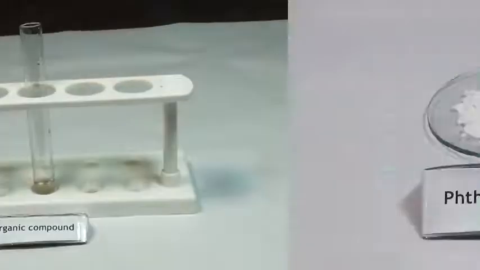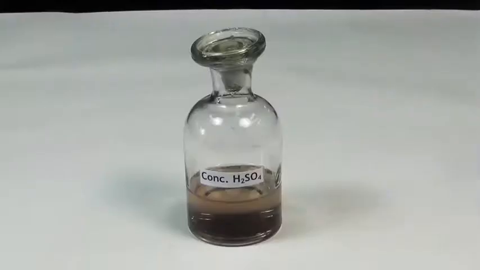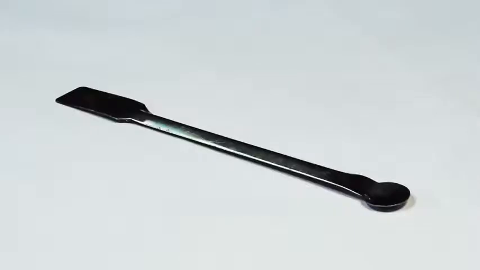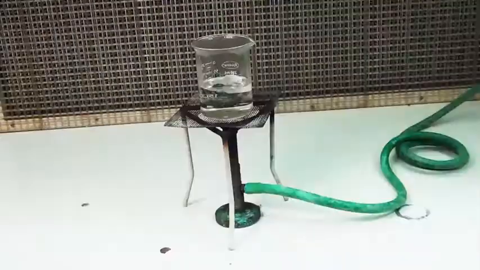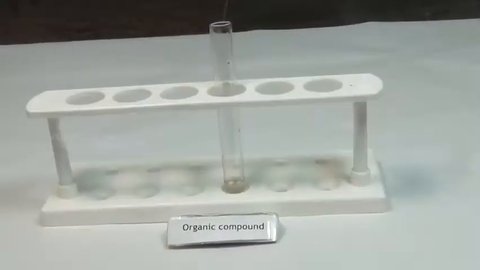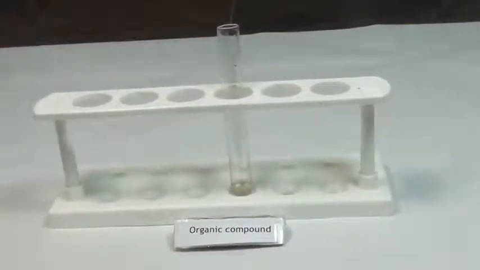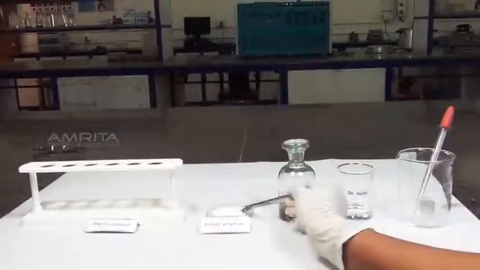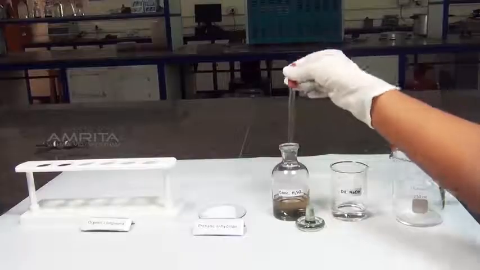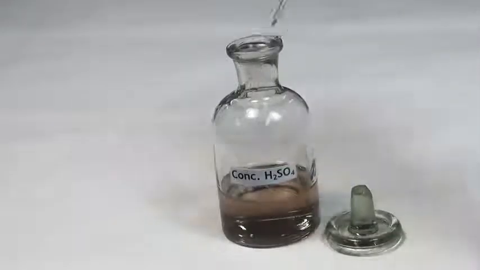Phthalene dye test. Materials required: organic compound, phthalic anhydride, concentrated sulfuric acid, dilute sodium hydroxide solution, test tube, spatula, dropper and water bath. Procedure: take a small quantity of organic compound in a test tube. To this, add a small quantity of phthalic anhydride using a spatula. Using a dropper, add a small quantity of concentrated sulfuric acid to the test tube.